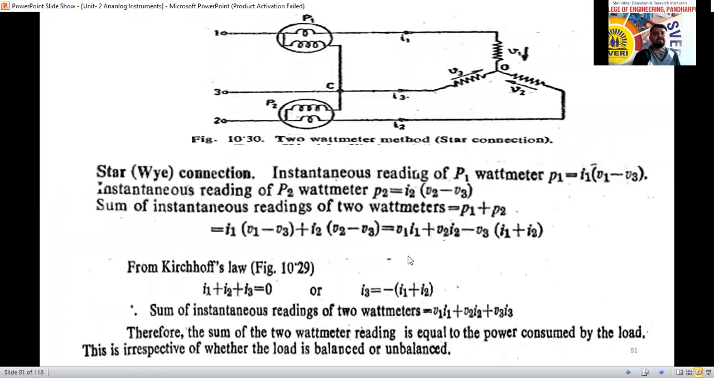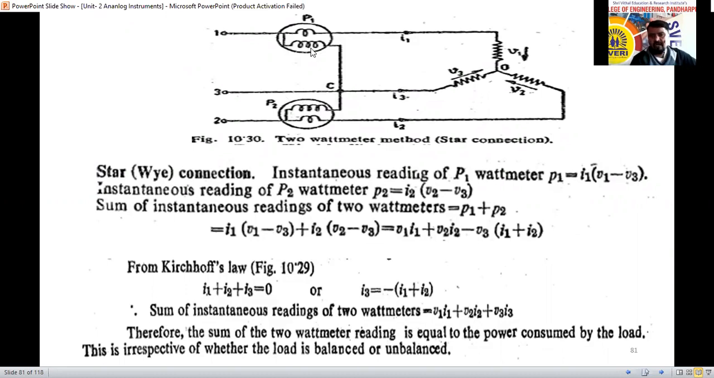Okay, see here, this is the circuit diagram. It is a 3-phase circuit, and we are using a star connection here. Compared with the 3-wattmeter method, here we are using only 2 wattmeters. Phase 1 is connected to one wattmeter, phase 2 is connected to another wattmeter, but phase 3 has no wattmeter at all.